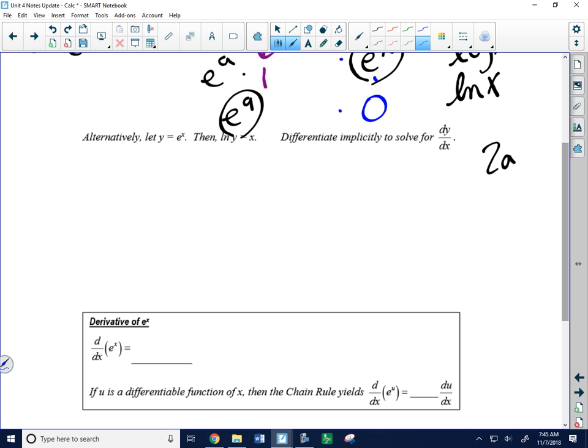Let me show you another way to do this. I'm going to call y equal e to the x, and take the natural log of both sides. So I'll have the natural log of y, and the ln of e cancels, and we get x. Then I'm going to differentiate implicitly. On this one, we'll have to make a little conclusion about something we don't know yet. So it's ln of y equals x, and I'm going to do d dx to both sides.